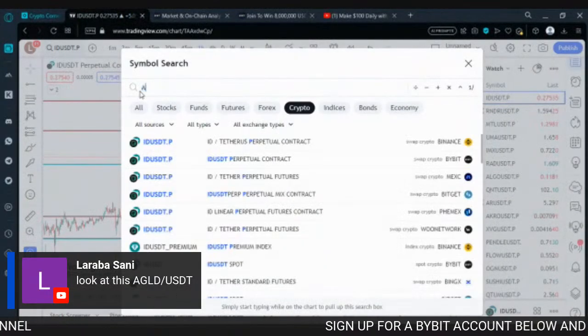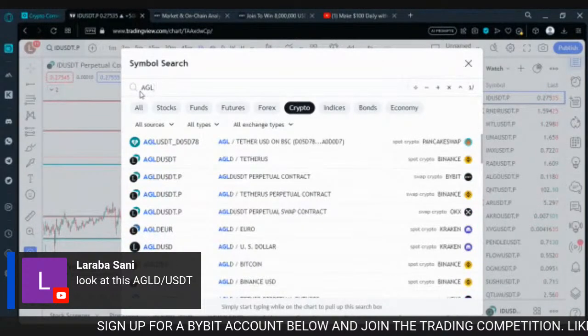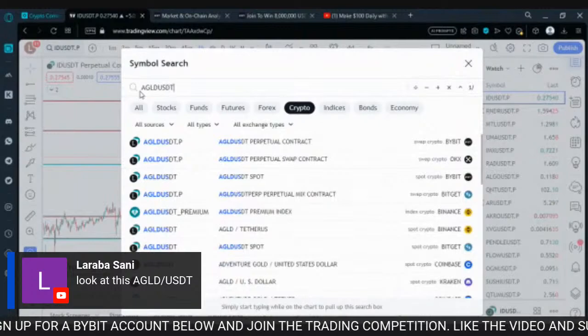Okay, so Sunny, let's look at AGLD, AGLD USDT.